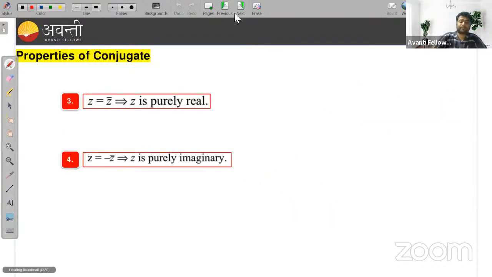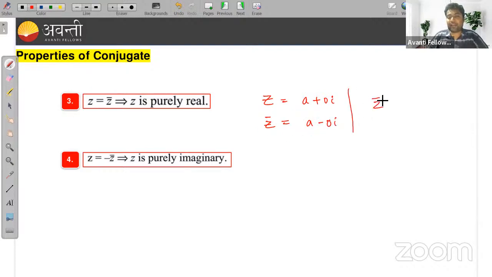Come to the third one. What is it saying? If Z is equal to Z bar, then Z is purely real. How? Suppose I'm taking Z is equal to a pure real number, suppose a plus 0i. Can I say Z bar is also that same number? So Z bar will be a minus 0i. So you can see here Z bar is equal to Z. That means Z is purely real.